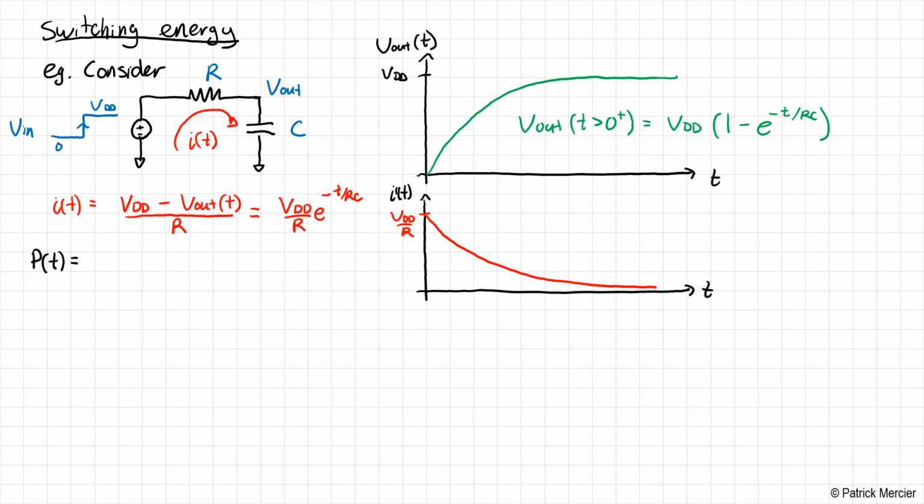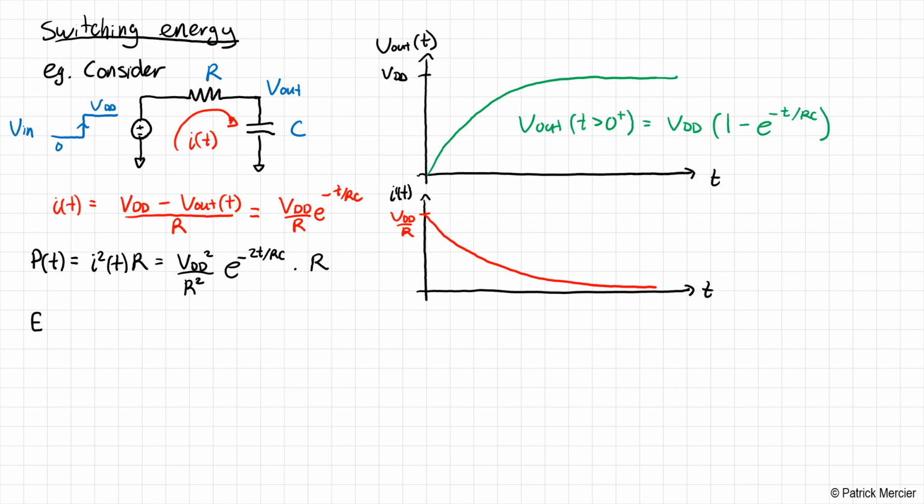P of t is equal to, well, there are a number of different ways we can do this, but we know that the power dissipated in an RC circuit must be dissipated in the R element. This is equal to I squared of t times R. Okay, so we have an expression for I of t, so we can go ahead and substitute that in. That's VDD squared over R squared times e to the minus 2t over RC times R. Okay, so that's the instantaneous power dissipated in the circuit.